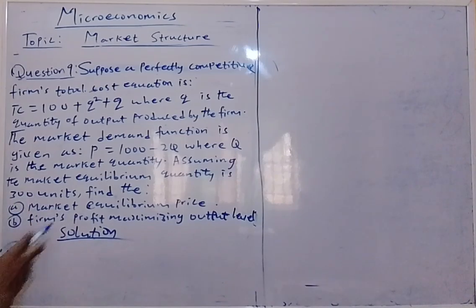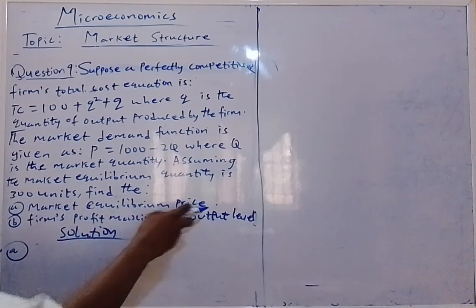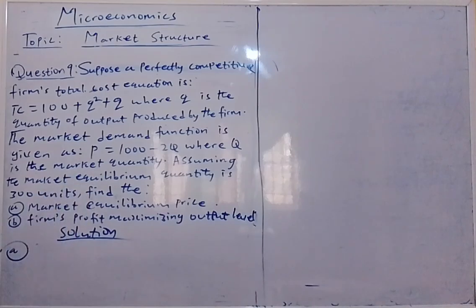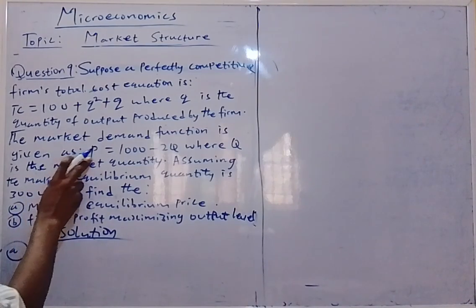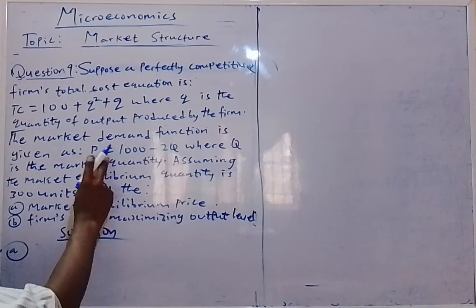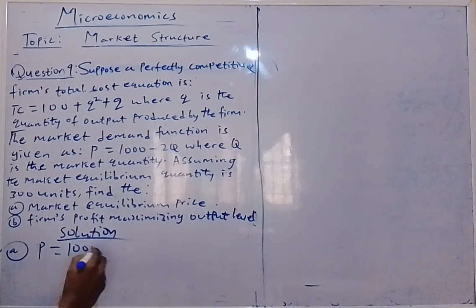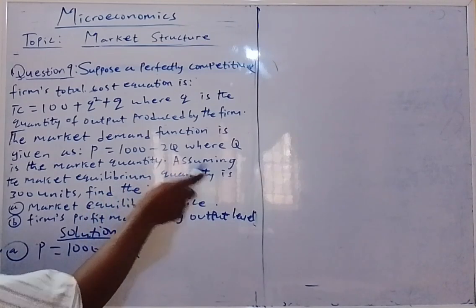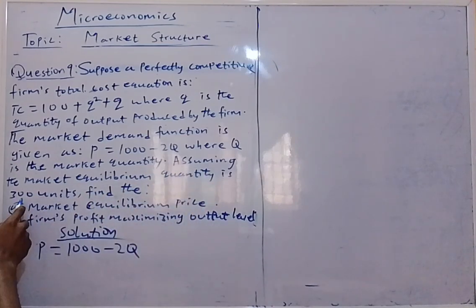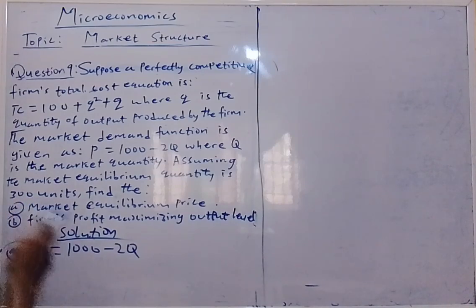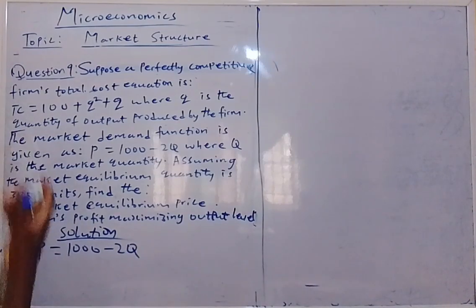You can see in here we are asked to find the market equilibrium price. To find the market equilibrium price, we look at the demand function we are given. We are given an inverse demand function, which is P equals 1000 minus 2Q. And to determine the equilibrium price, we need to know the equilibrium quantity. And we have been given that equilibrium quantity, which is 300 units. If I plug in this 300 units here, I will get the equilibrium price.